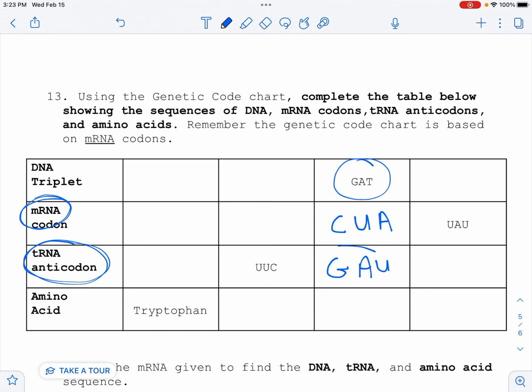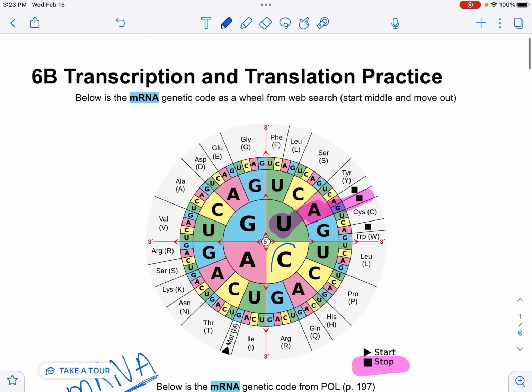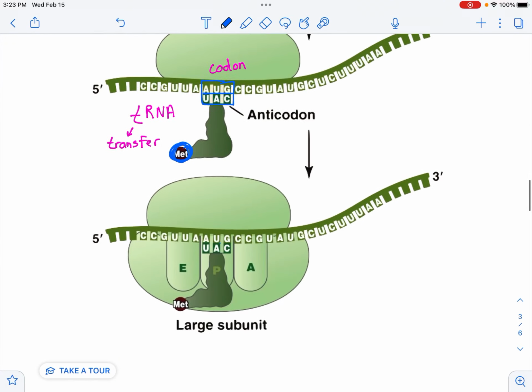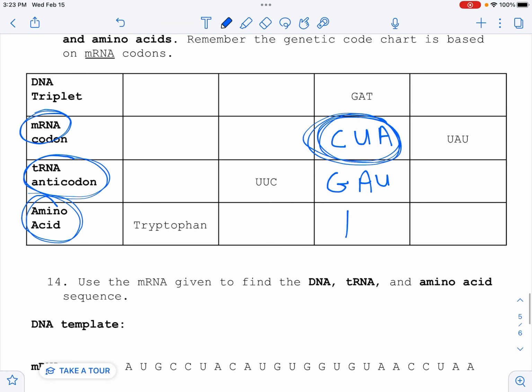Notice that the DNA and the tRNA anticodon are almost identical, except, of course, I can't use T's, I have to use U's. But then if I want to know what the amino acid is, what do I look up? Well, remember, I look up the mRNA codon to figure out the amino acid. So CUA, leucine, LEU. Where is that? Here. Okay, so that's how to fill out the chart, and that's how to deal with tRNA.